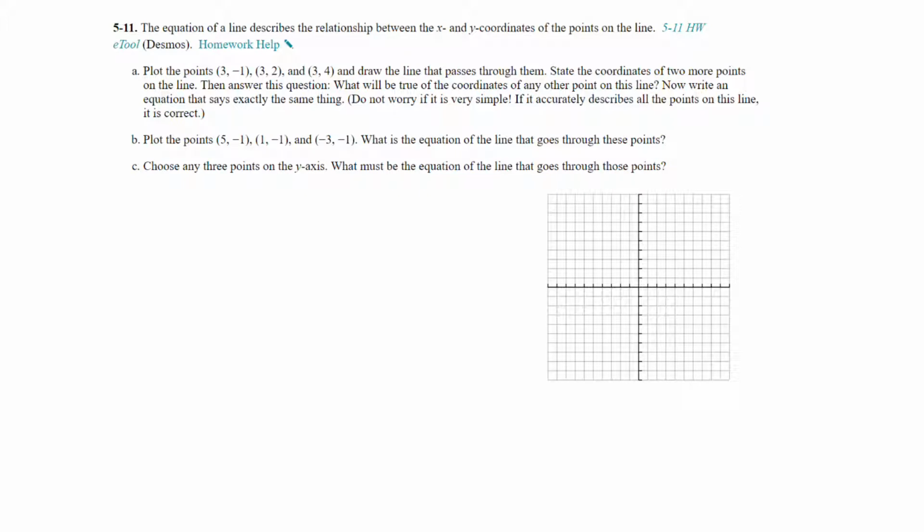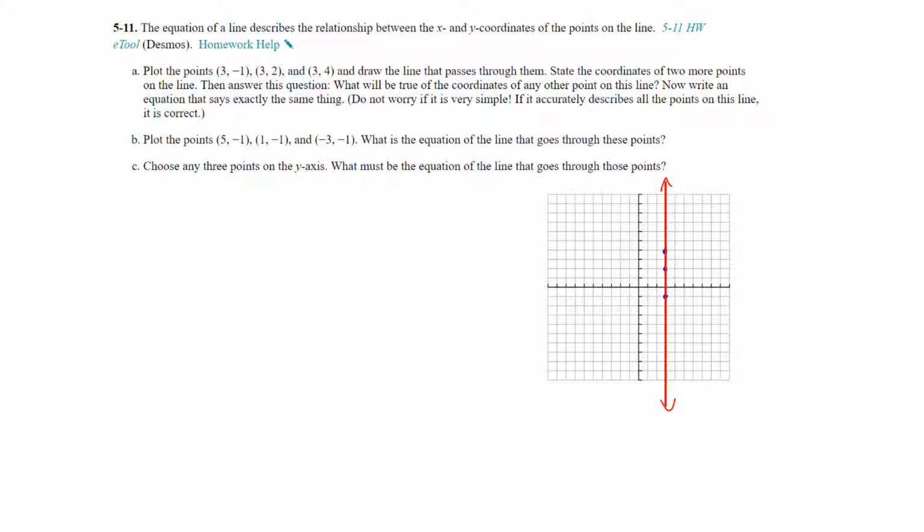And the last question for this video, question 11. The equation of a line describes the relationship between the x and y coordinates of the points on the line. Plot the points and draw the line that passes through them. So I'm going to stop right there. Let's go ahead and plot these points: (3, -1), (3, 2), and (3, 4). And draw the line that passes through them. So we will do that as well.